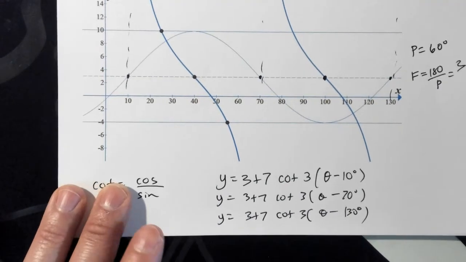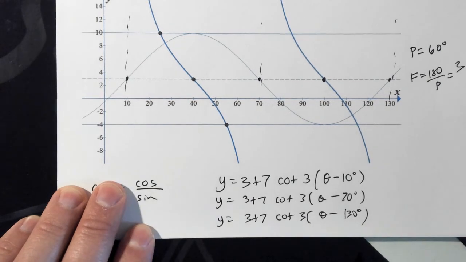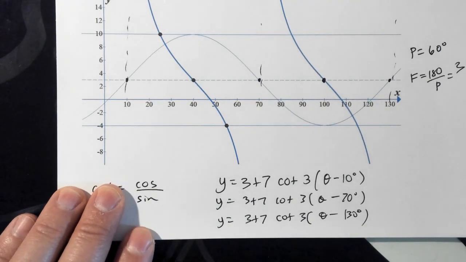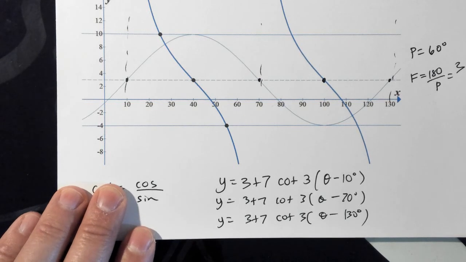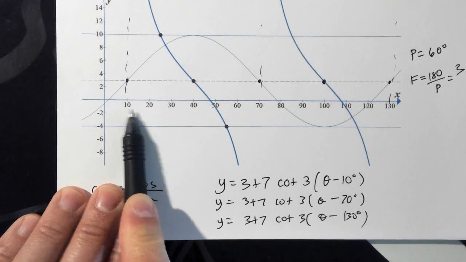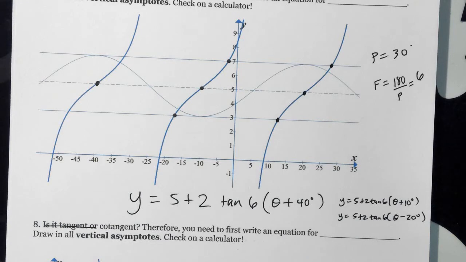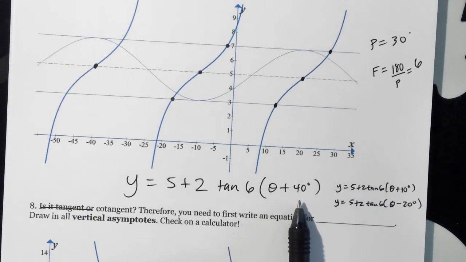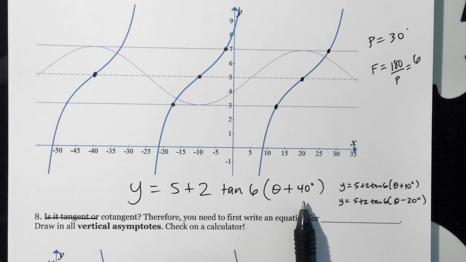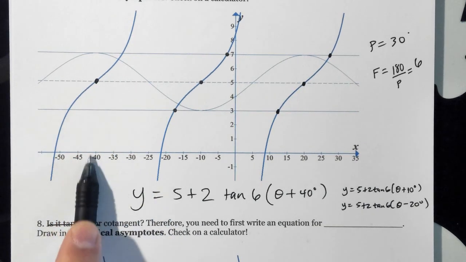So, recap. 180, not 360. Phase displacement for cotangent are wherever the vertical asymptotes are. But for tangent, the phase displacements are wherever the middle points are. There we go. So middle point.